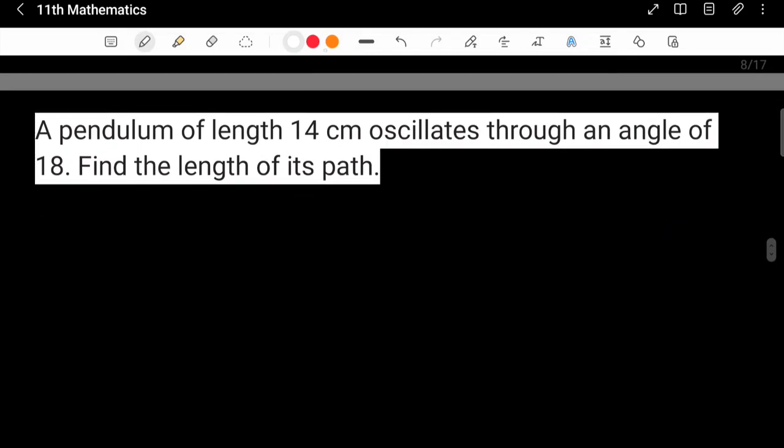So in this question, it is given that there is a pendulum of length 14 centimeter. So we have this center of the pendulum, and let's say this is the first extreme position of the pendulum. And it is said that the pendulum oscillates through an angle of 18 degrees. So the second extreme position is, let's say, this. So these two are the extreme positions.